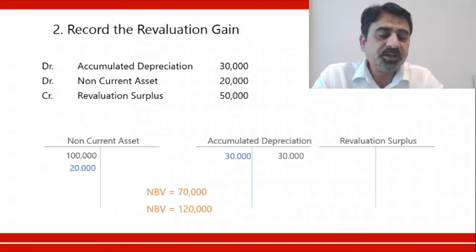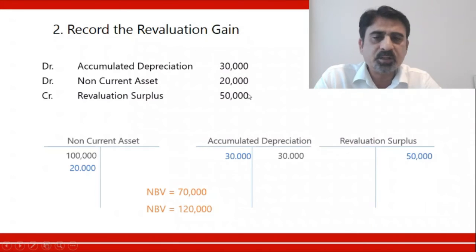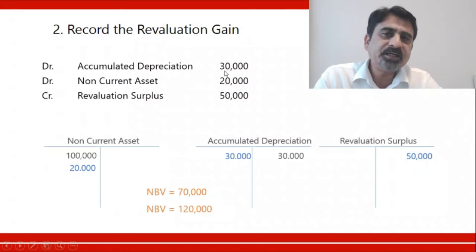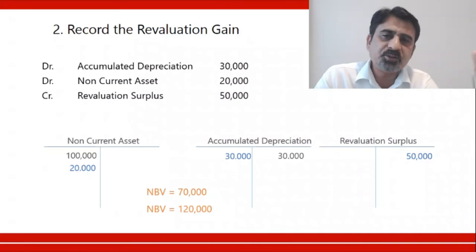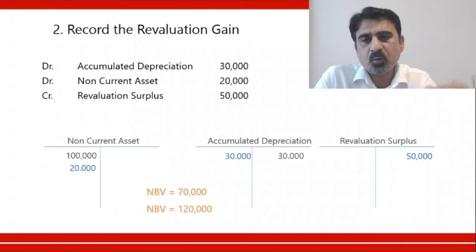And then you've got the revaluation surplus account, which is shown as 50,000. Now you should see here that this 50,000, the gain which you call revaluation gain, shown in the revaluation surplus account, includes 20,000 which is the real gain, and 30,000 which is the extra depreciation which we charged in the past. We reversed it back. So now we are going to give shareholders 50,000.